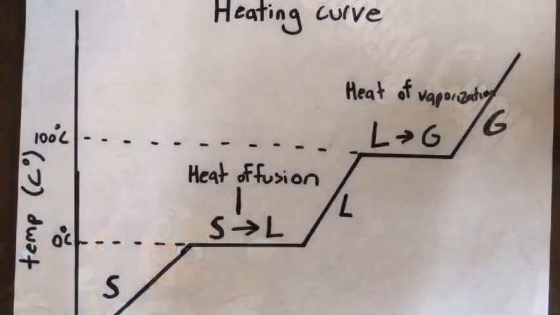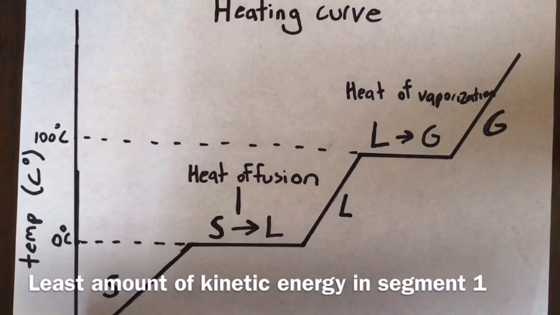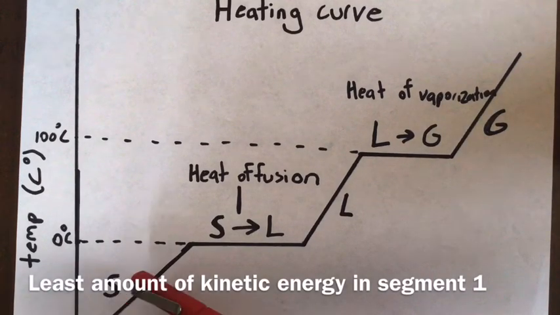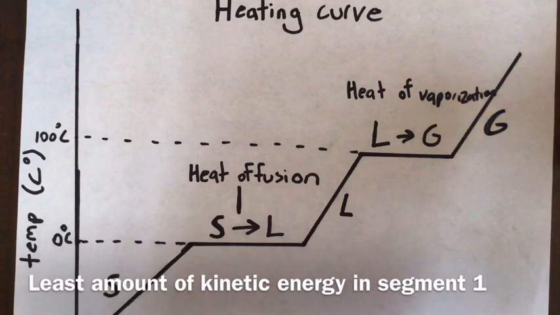So this is the heating curve. When H2O is in its solid state, the temperature is at its lowest, and therefore there's the smallest amount of kinetic energy, because heat causes the H2O molecules to speed up and produce more kinetic energy. Also, since there is no phase change, the temperature is rising.